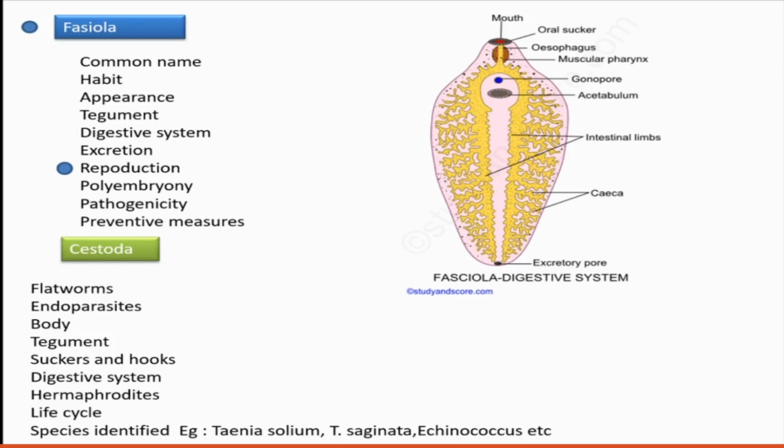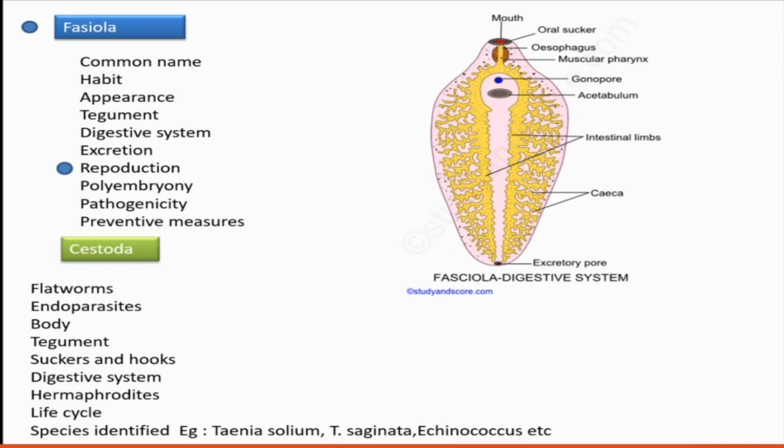That's about the Trematoda, and we have learned the example also. Then we are going to see the last class, that is Cestoda. First we are going to see the general features of the class Cestoda. Cestodes are commonly called flatworms, and all cestodes are endoparasites. Its body appears ribbon-like, so they are called tapeworms. And its body is divisible into three parts: scolex, neck, and strobila. All these images I will show you later.